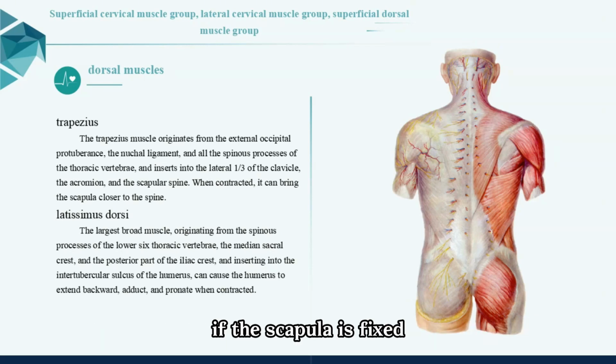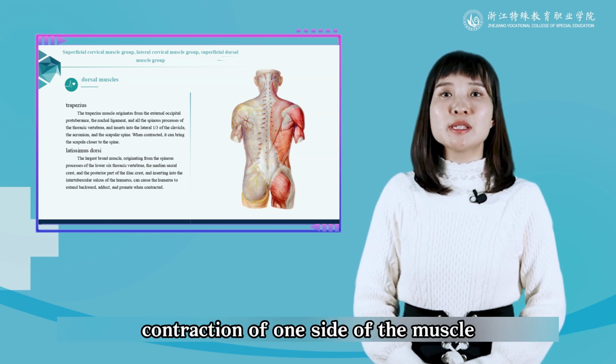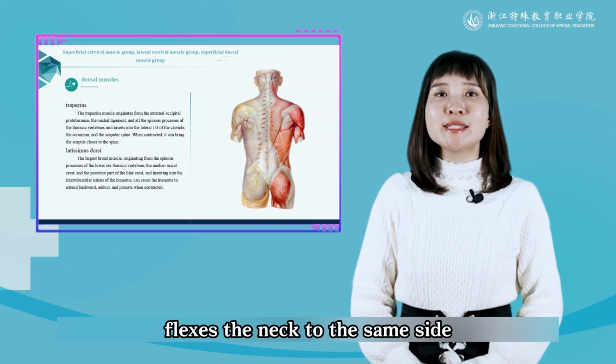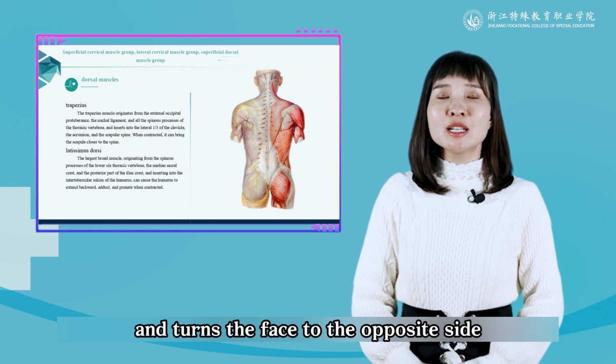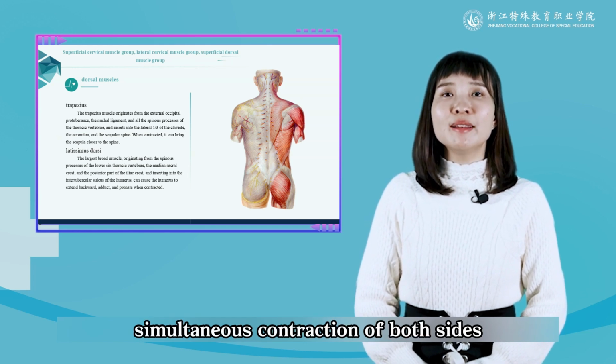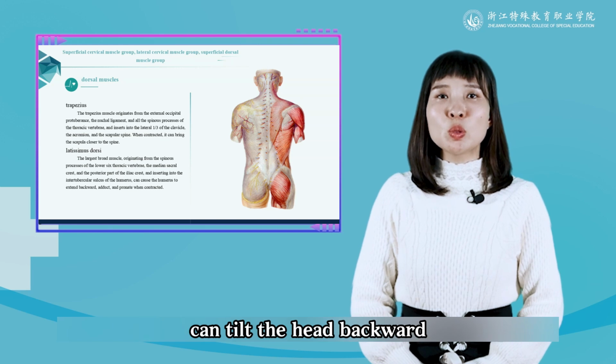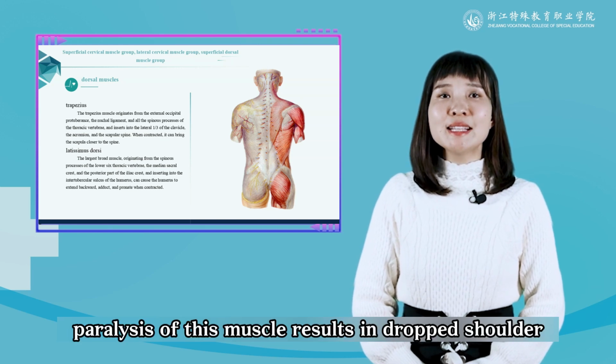If the scapula is fixed, contraction of one side of the muscle flexes the neck to the same side and turns the face to the opposite side. Simultaneous contraction of both sides can tilt the head backward. Paralysis of this muscle results in dropped shoulder.